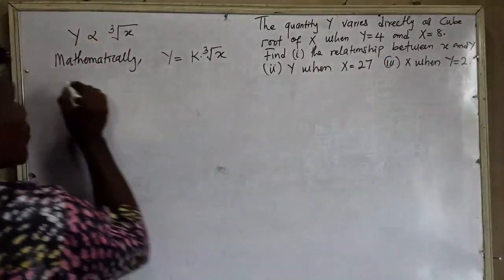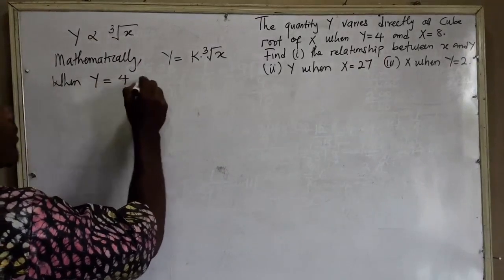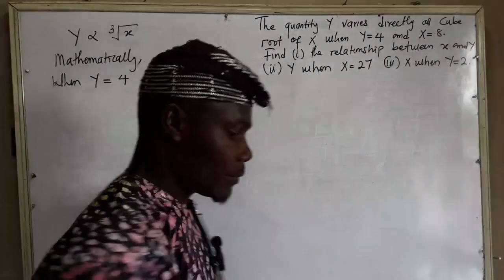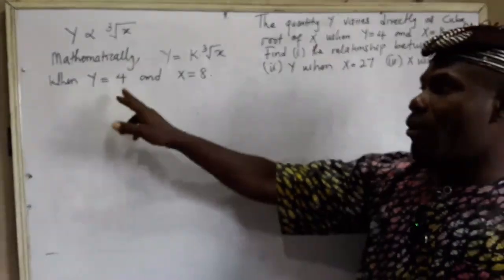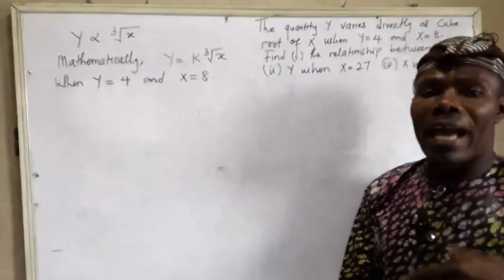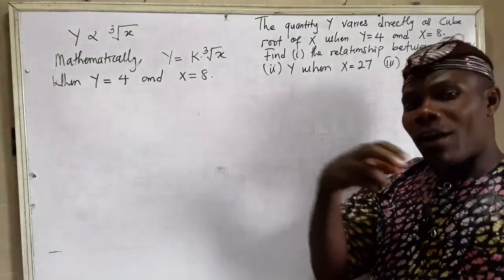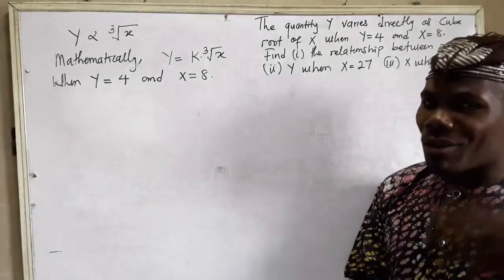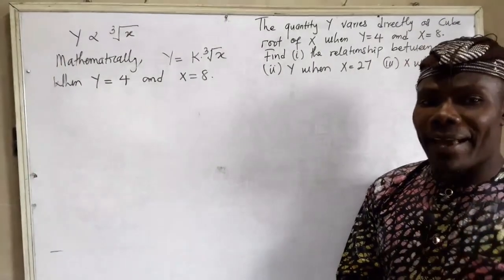But we will be given the value of y to be 4 when x is equal to 8. Anytime you are given a variation question that when y is equal to 4 and x is equal to 8, we are being given this first statement. So you can find the constant. It is the constant that will give you the relationship between x and y. You must firstly find the constant. If you are not getting the constant, you can't get the relationship between x and y.